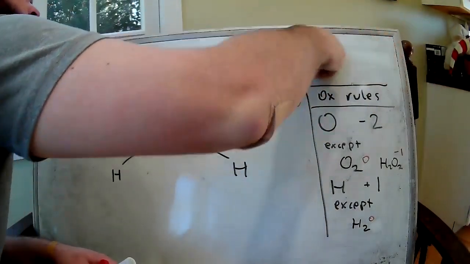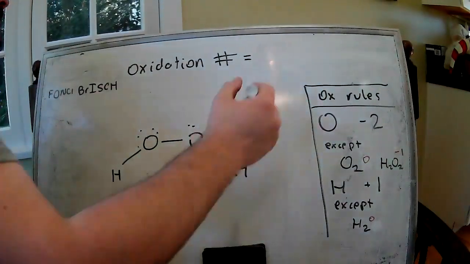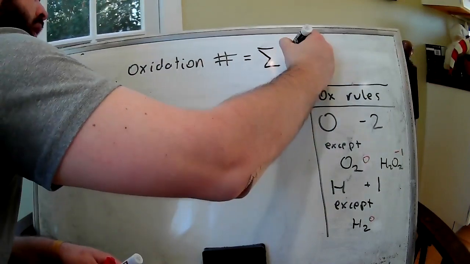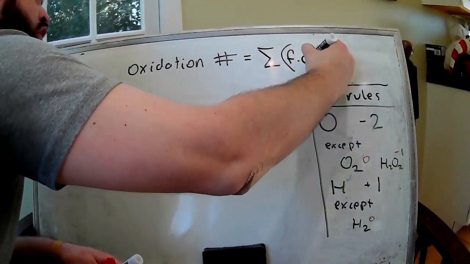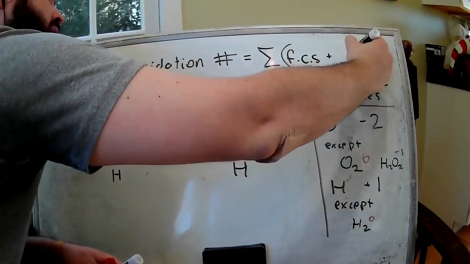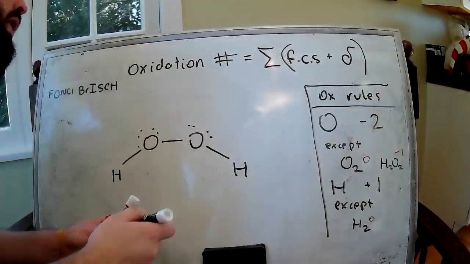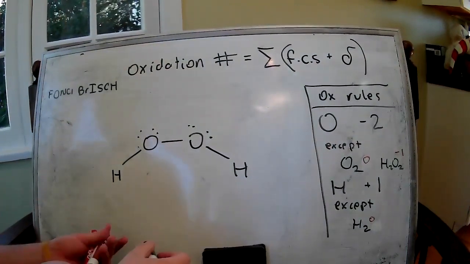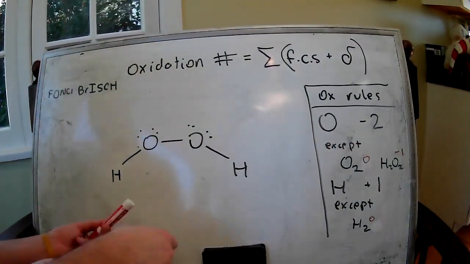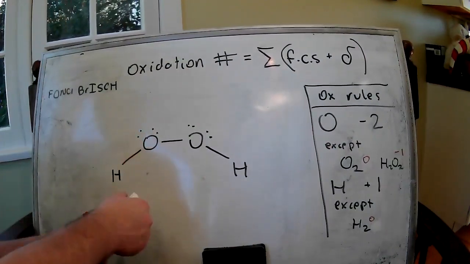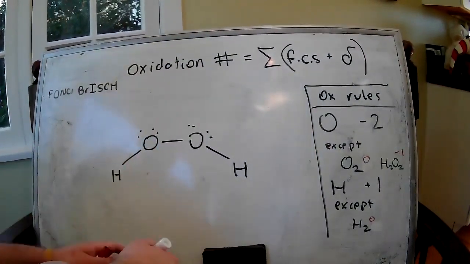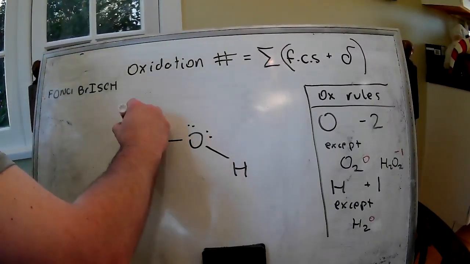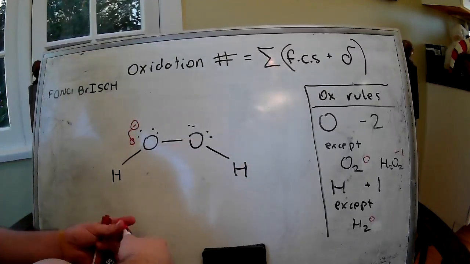And so let's modify our formula a little bit. And we can say that oxidation number is the sum on an atom of the formal charges plus the partial charges, the sum of the formal and partial charges. And so it looks different, but it's going to work exactly the same. So let's try it here. Between oxygen and hydrogen, oxygen is more electronegative. So we're going to give oxygen a partial negative charge.